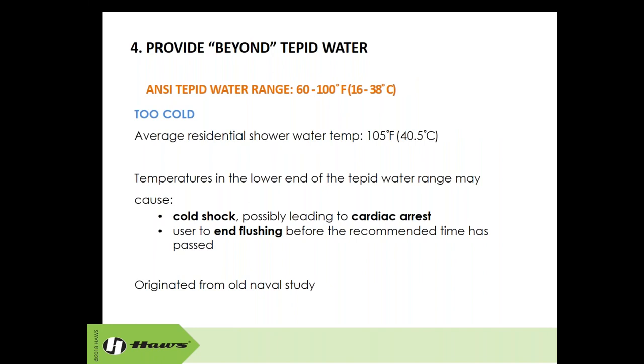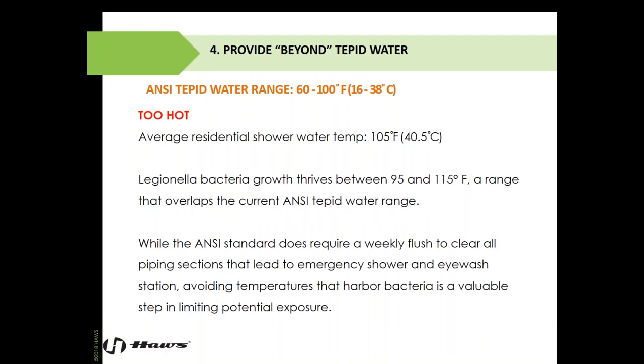Now, if we're talking about water that's too cold, your average residential shower is about 105 degrees Fahrenheit. Temperatures in the lower end of the tepid water range can cause cold shock that can potentially lead to cardiac arrest. And it can drive the user out of the shower before his rinse is done. So we need to make sure that they're willing to stay in that equipment long enough to receive first aid. We don't want to drive them out of that equipment, right? So we want to make sure it's tepid enough for them to stay in. Now, if it's too hot, we risk a lot of the same issues.